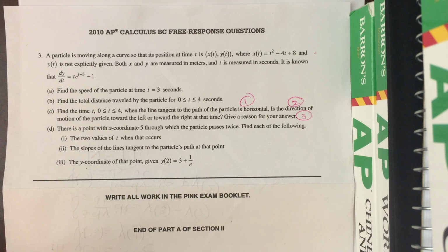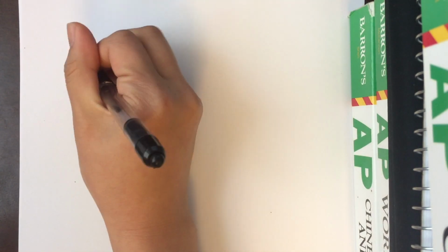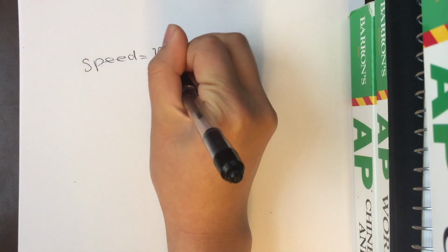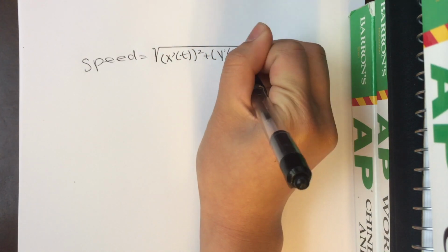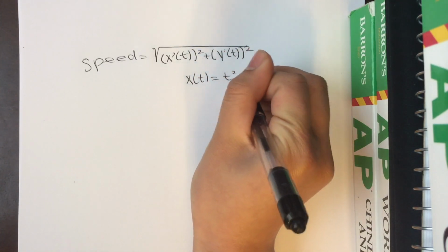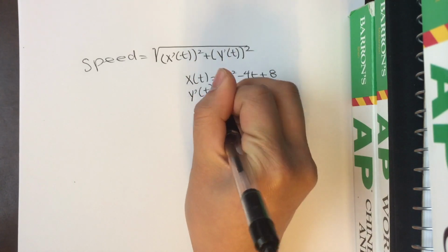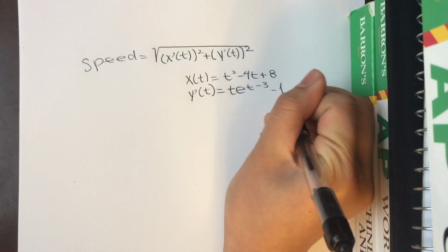equals 3 seconds. So since we're given x of t and y of t, we can assume that we're working with parametric equations, and the parametric speed is the absolute value of velocity, or speed equals the square root of x prime of t squared plus y prime of t squared. And in the question, we're given that x of t equals t squared minus 4t plus 8, and y prime of t, or dy over dt, equals t times e to the power of t minus 3 minus 1.